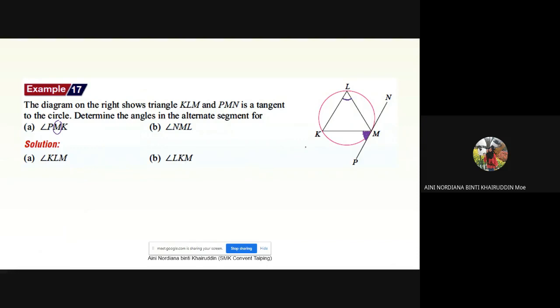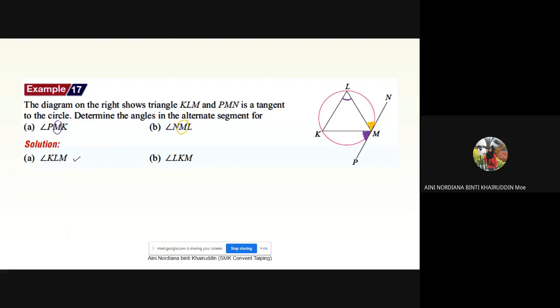So answer KLM or MLK. So answer KLM. Boleh tak? Senang tak nak identify? Okay, another one. Angle NML. NML. So this angle. So what is the alternate segment? Alternate segment tu yang angle yang ni lah tadi.